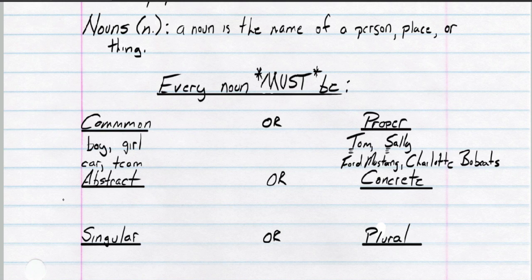Now, every noun must also be either abstract or concrete. So let's take a look at some abstract nouns first. Okay, here's an example of one. Freedom, or how about this? Anger. Those are both abstract nouns. I'll explain a little bit more in just a second, but let me give you two more examples. Patience and strategy.